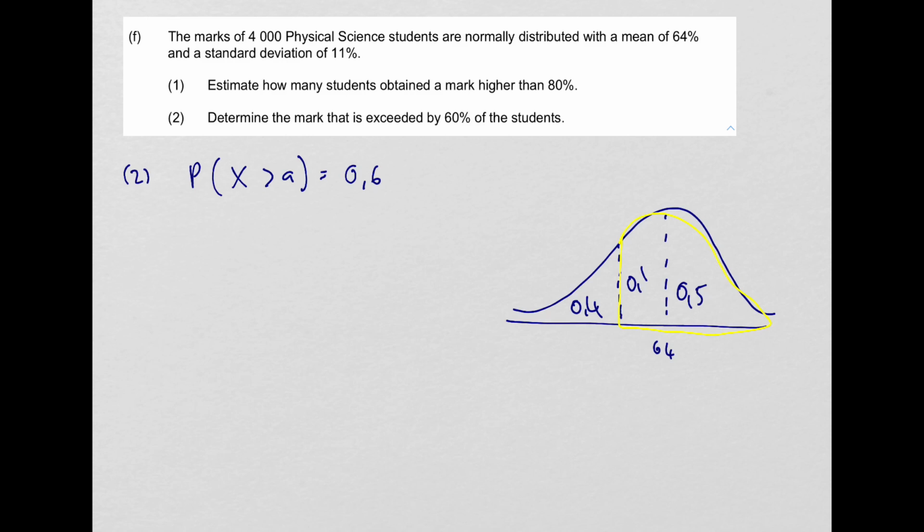All right, so in other words, in your distribution table, you're looking for the area closer to 0,1, which is 0,0987. Okay, and that gives you a corresponding z-score of 0,25, and it's negative. All right, don't forget that. So negative 0,25, and that is equal to our x value, in this case A, minus the mean, 64, over 11, and then solve for A, and we get 61,25%.